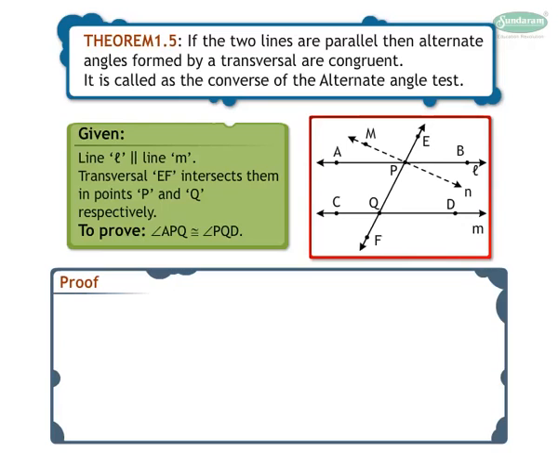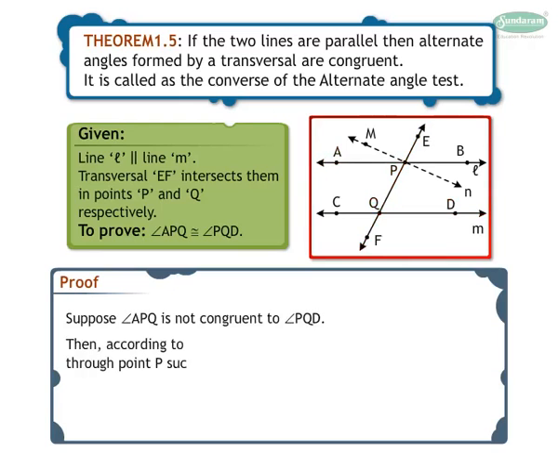Proof. Suppose angle APQ is not congruent to angle PQD. Then, according to the alternate angle test, draw a line N passing through point P such that angle MPQ is congruent to angle PQD.